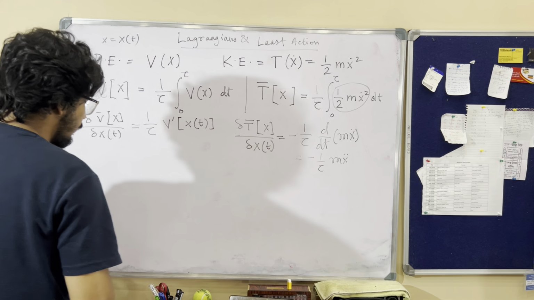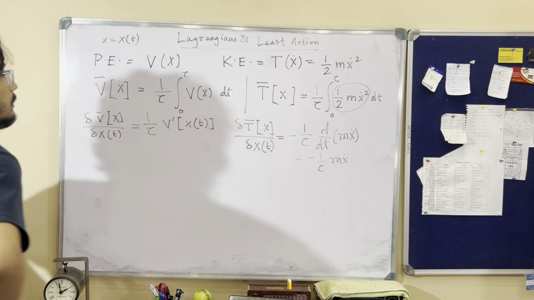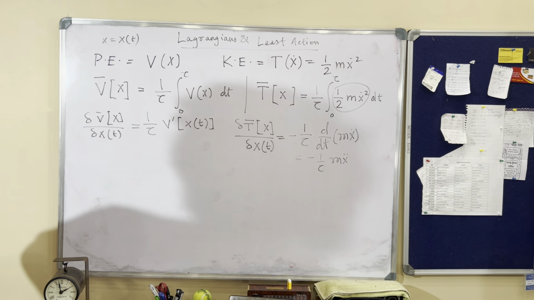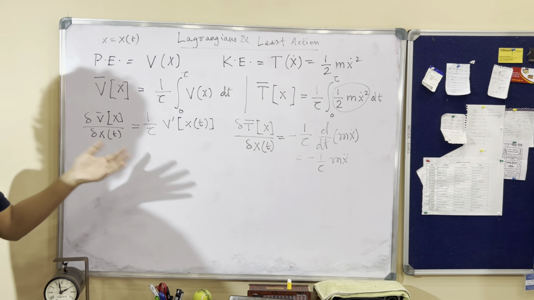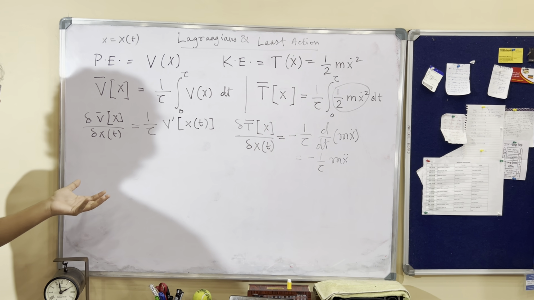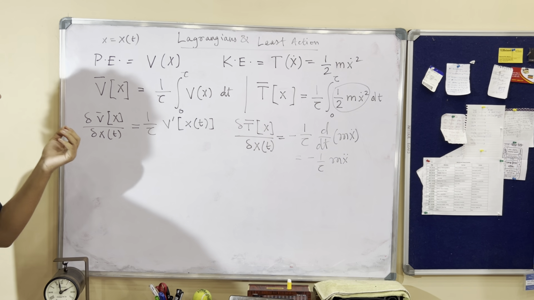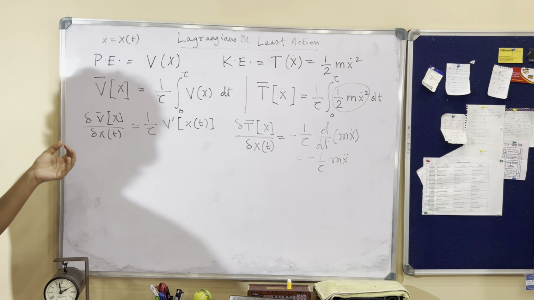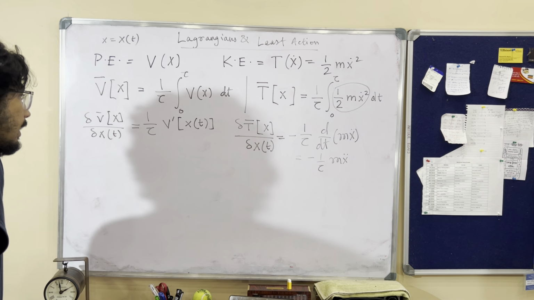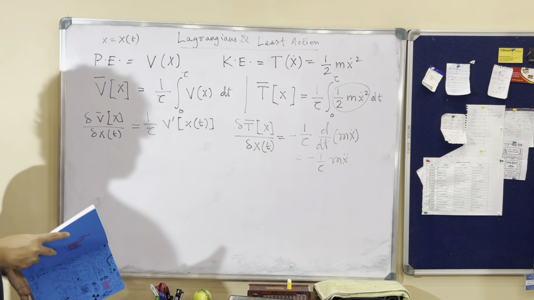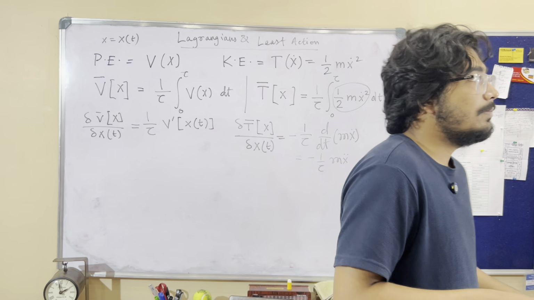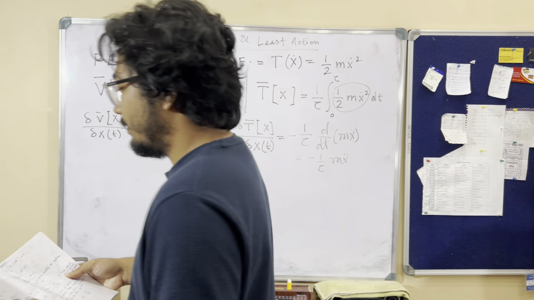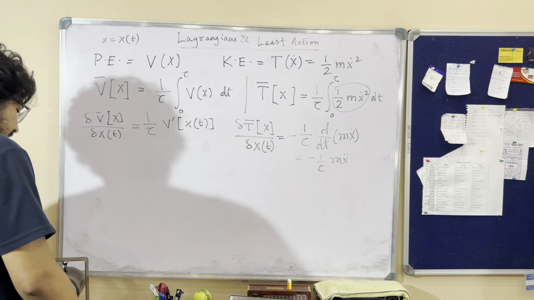So what we have got here is how the average potential energy and the average kinetic energy change when we slightly change the trajectory of the particle. And we will see that these two things are equal if the particle is following the equation of motion. Okay, so let's see that.